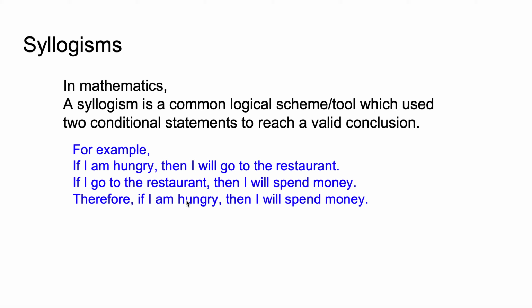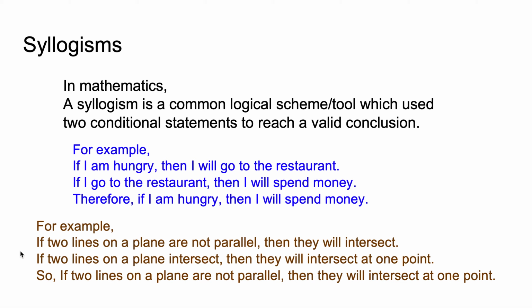We do this all the time with geometric laws. If two lines on a plane are not parallel, they will intersect. If two lines intersect, they will intersect at one point. So if two lines are not parallel, they will intersect at one point. I've taken these two rules and made them into one rule using a syllogism.